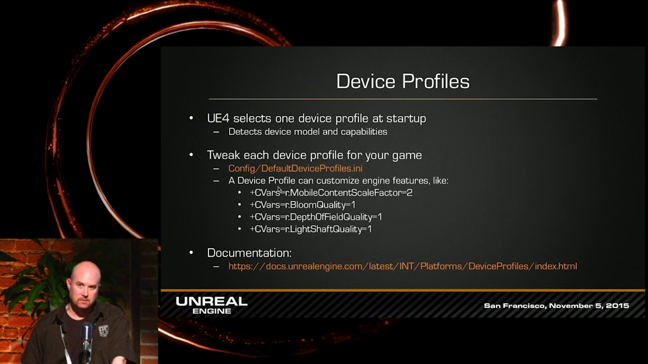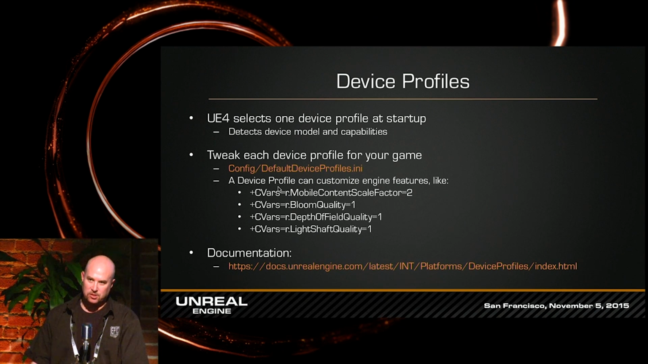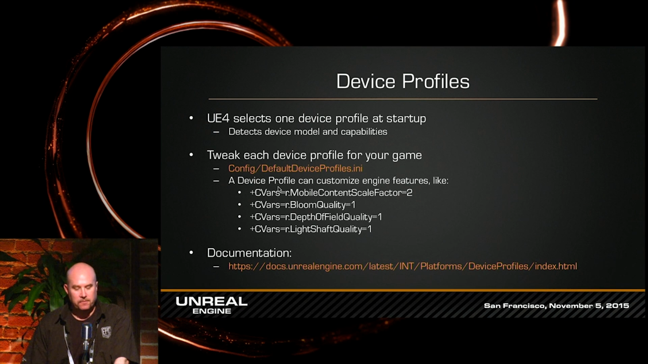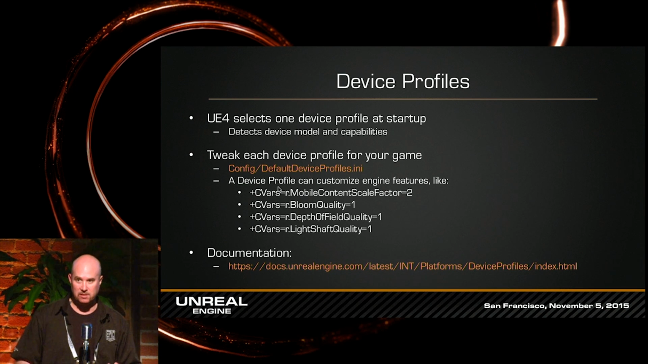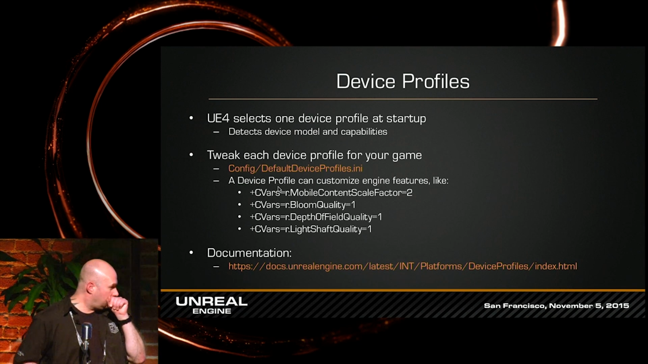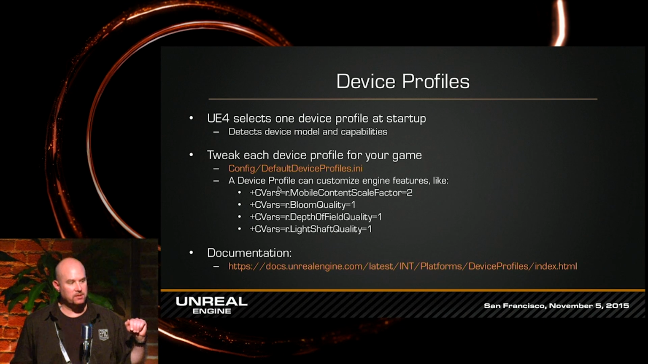UE4 will detect the device at startup. It will check GL extension strings, see what features are on. It will try to detect which GPU it is, and based on that, choose a device profile. Once UE4 has chosen a device profile for you in C++, the device profiles themselves are written in INI. They set things up like the mobile content scale factor, for example, which is for resolution adjustment. Bloom quality is to make the Bloom process faster or slower, but better looking, or disable it completely. You have the link there for more documentation on the device profile.